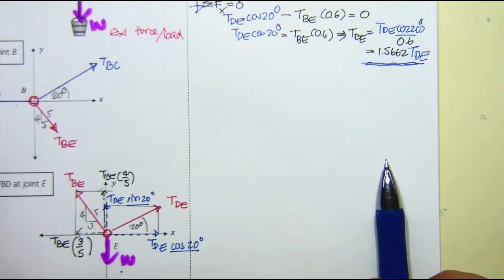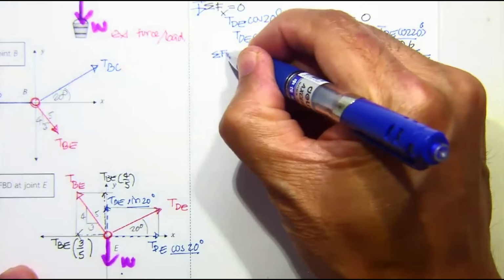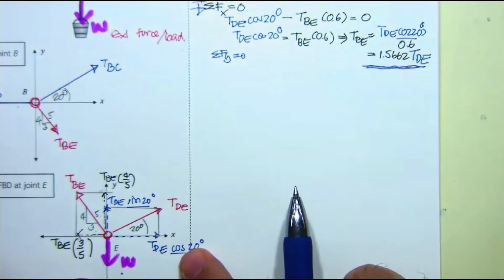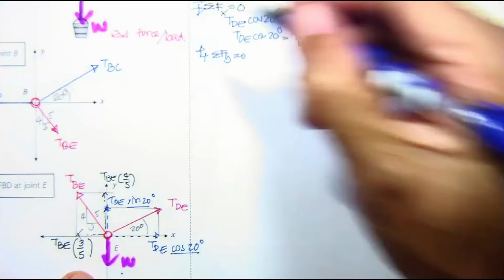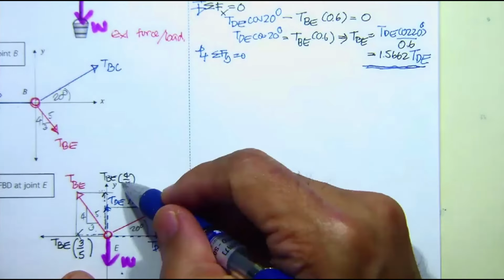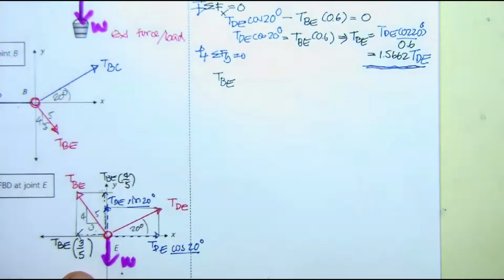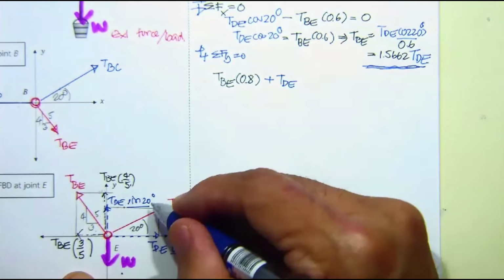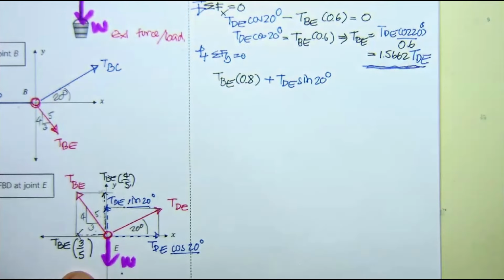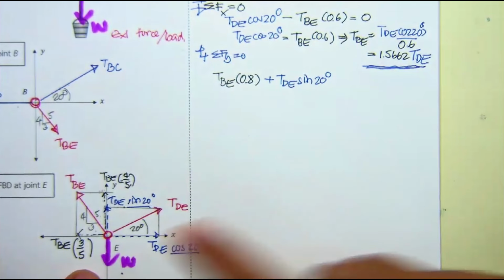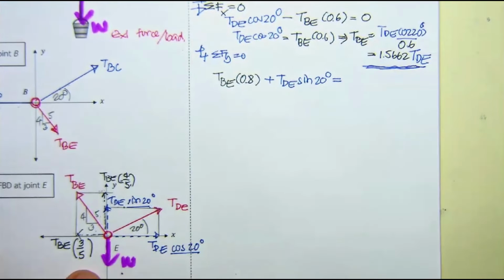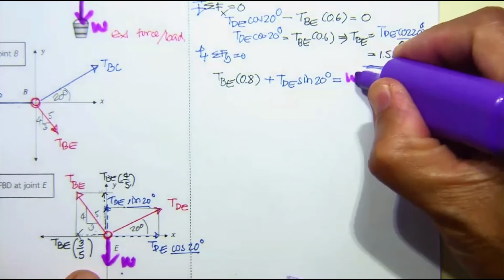Now, we have another equation, summation of F sub y equal to 0. And upward is going to be positive. Okay, we have this one, T sub BE upward, times 0.8. This one, upward. And this one, upward also, plus T sub DE sine 20 degree. This one upward. And then it's going to be minus W. If you prefer, you just take equal to and W on the opposite side. Just put it over here.